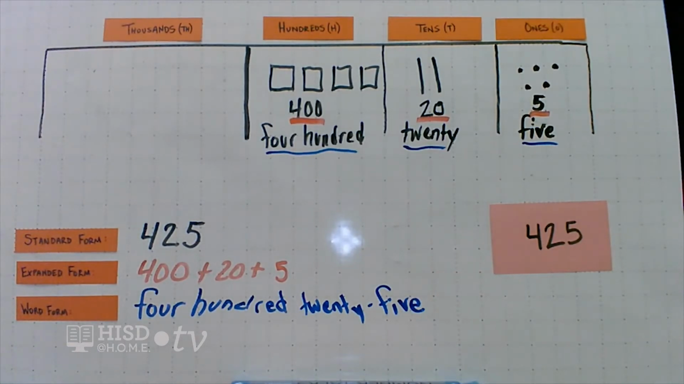Okay, boys and girls, we have now represented our value using base 10 blocks. We've drawn a pictorial model, and we've done abstract representations in standard form, expanded form, and word form. Let's get ready to transition into our Let's Learn section.